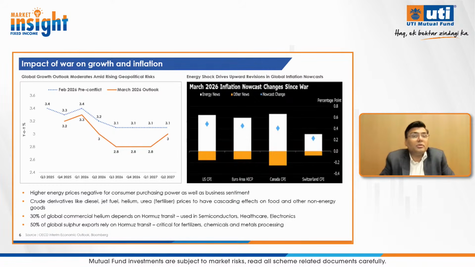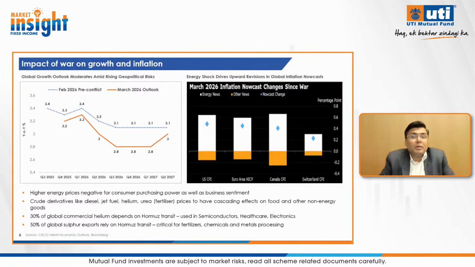But if this conflict does not subside in the next 15, 20 days, we may see slightly difficult days going ahead. If you look at sulfur supply, 50% of global sulfur exports rely on Hormuz transit. And sulfur is a big component for producing sulfuric acid, which then is used for producing fertilizer, various chemicals. Sulfur is also a key component of metals processing. So it's a very interconnected supply chain, so it's not only all about oil, it's about various industries which will get affected if the Strait of Hormuz does not get opened up.